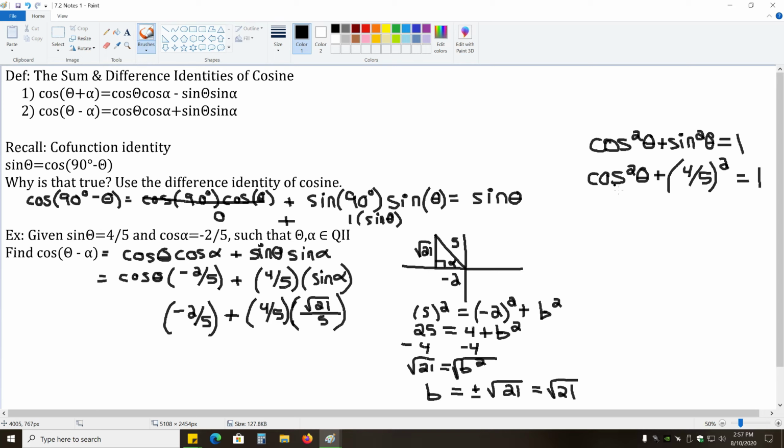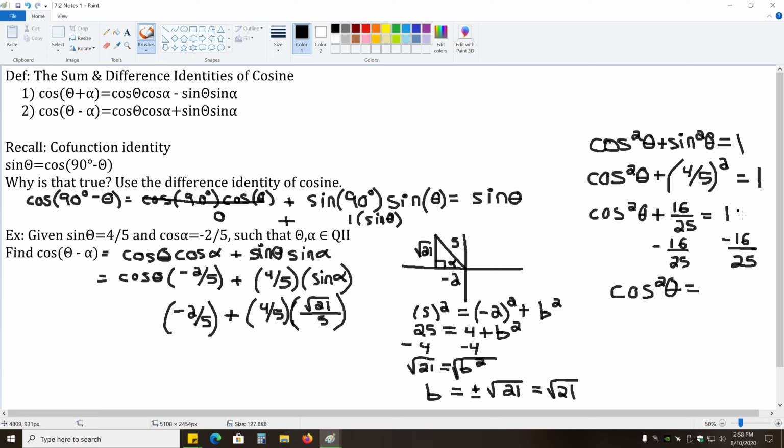And now it's just a matter of solving for cosine theta. We get cosine squared theta plus 16/25. That's what we get when we square 4/5. 4 times 4 is 16, 5 times 5 is 25, is all equal to 1. When we subtract 16/25 from each side, we get cosine squared theta is equal to 1 minus 16/25.